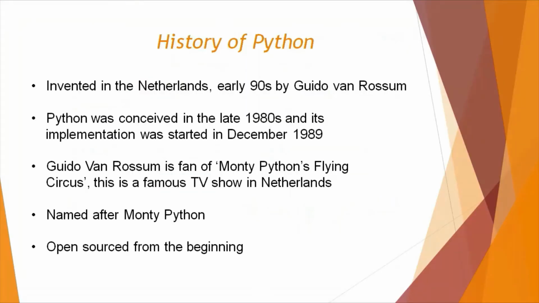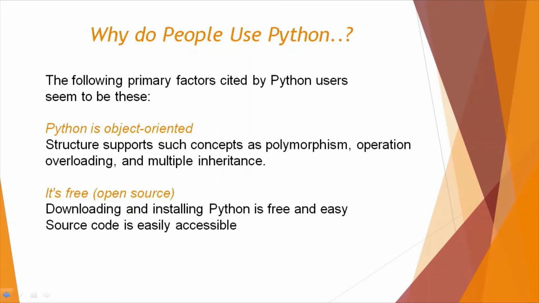So let's look at the history of Python. There was a man named Guido van Rossum who was a fan of a TV show of Netherlands named Monty Python's Flying Circus. So he developed this language in early 90s and named it after his favorite show, that is Monty Python's Flying Circus. So the real question is that why people use Python and what are its benefits? How can it benefit humans?